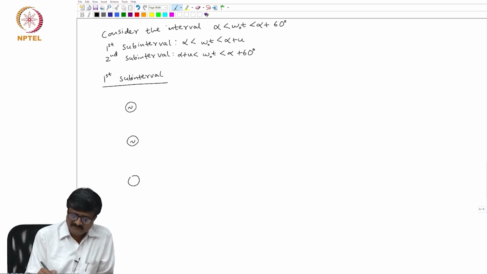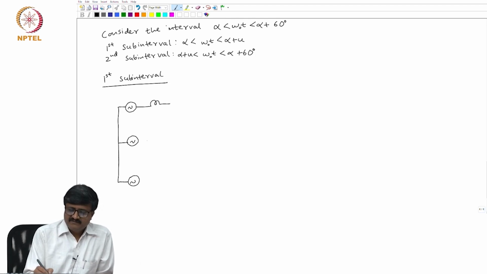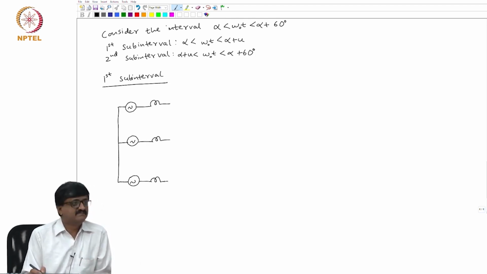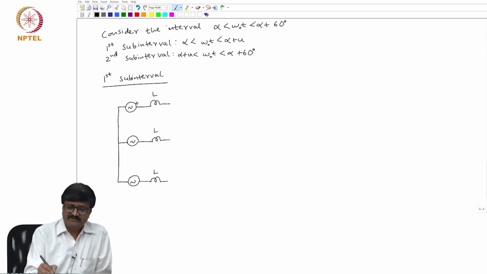Of course, all the three voltage sources carry current. So, I will show all the three. That means all the three inductances carry current. See, when all these inductances are connected in series with the voltage source, this is EA, EB, EC.